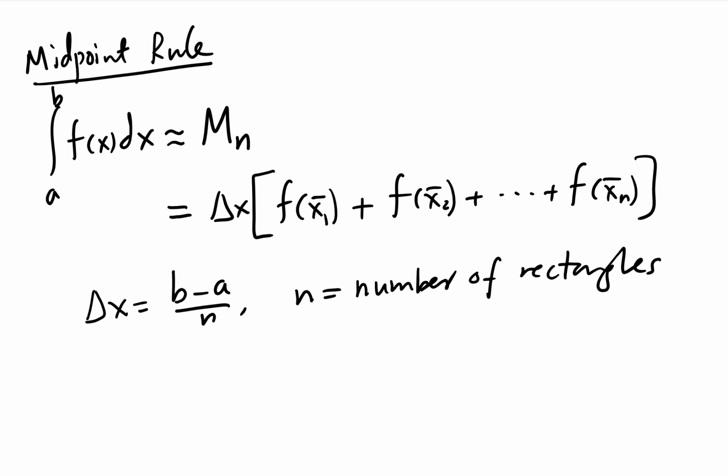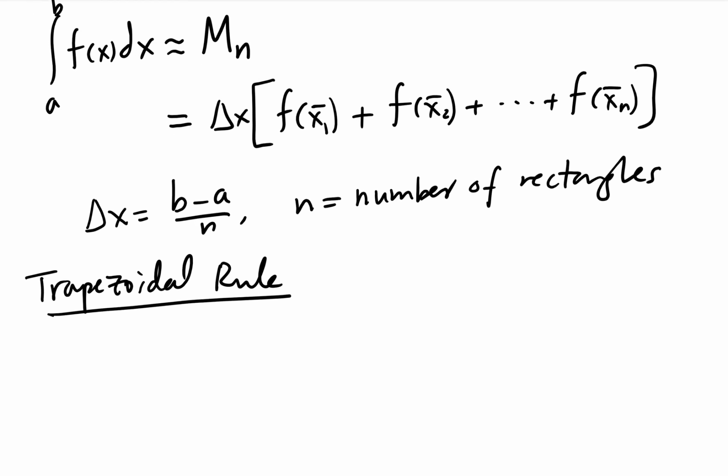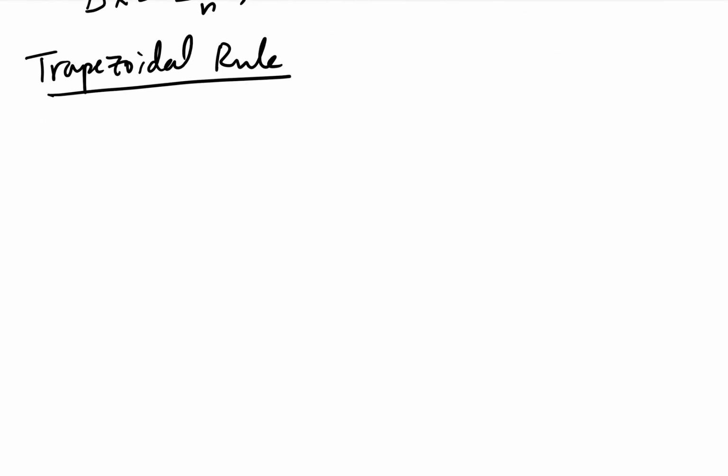And here we have two more ways to approach estimating the area or the integral. We're going to look at one of them, but not the last one. One is called the trapezoidal rule. And the last one is Simpson's rule, but we're not going to cover that. Just the trapezoidal rule. What is the trapezoidal rule?